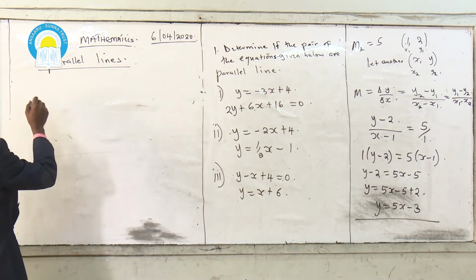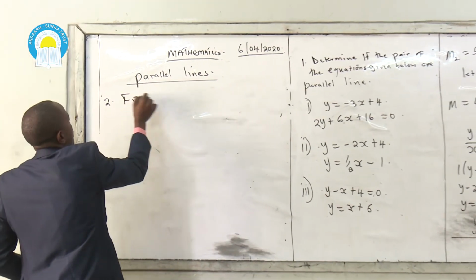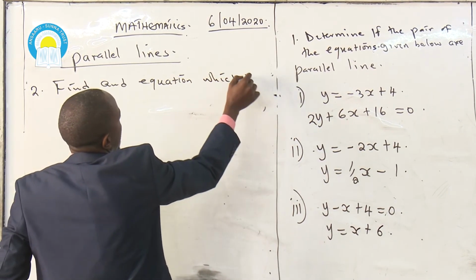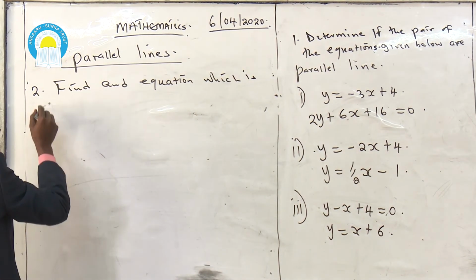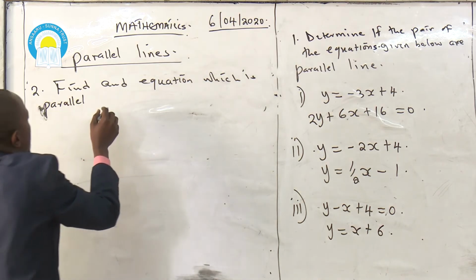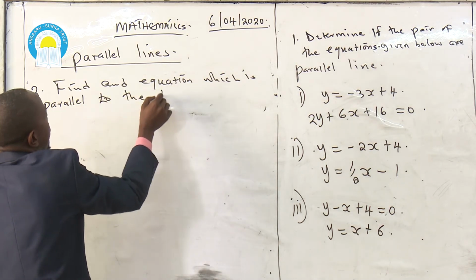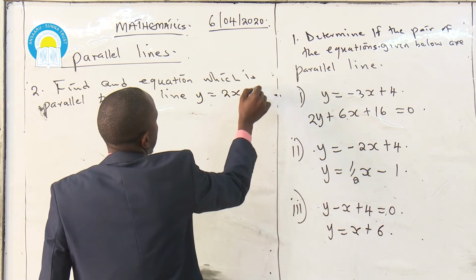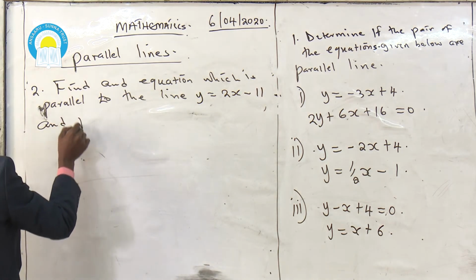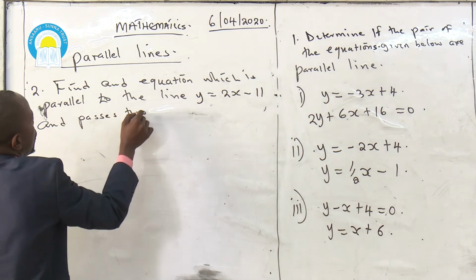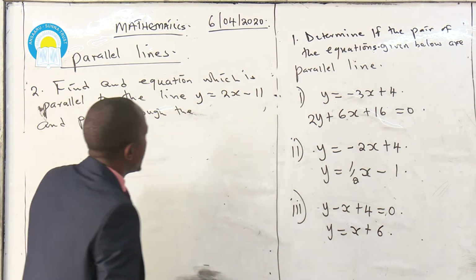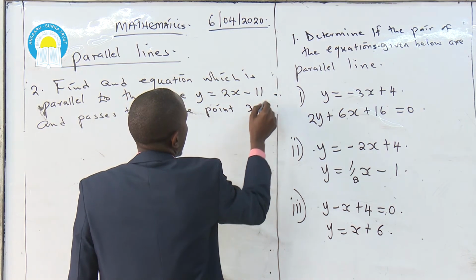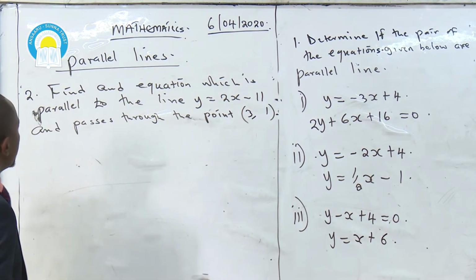Question 2. Find an equation which is parallel to the line y is equal to 2x minus 11, and passes through the point 3 and 1.